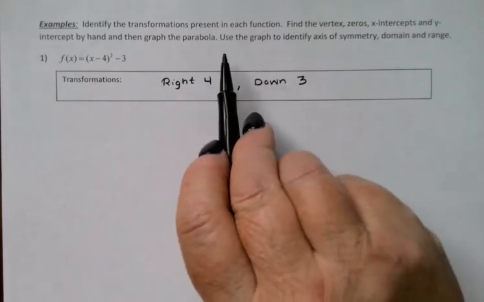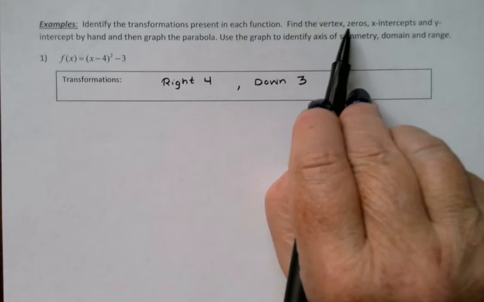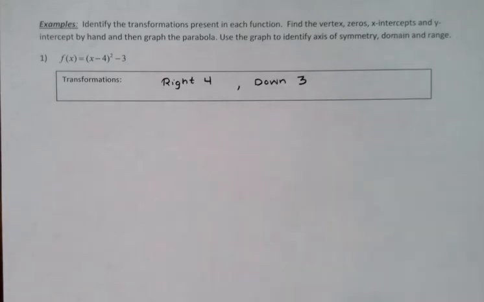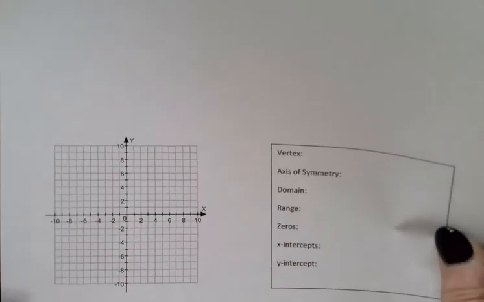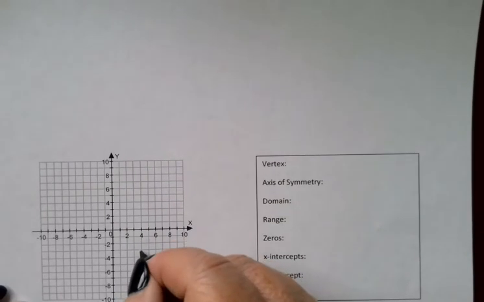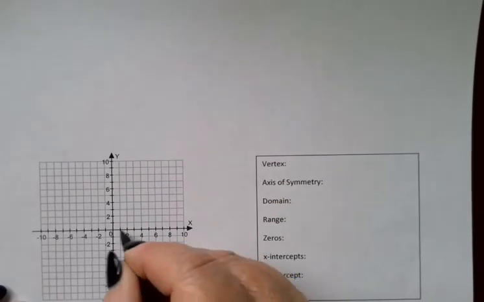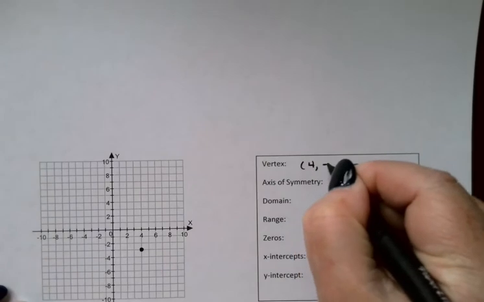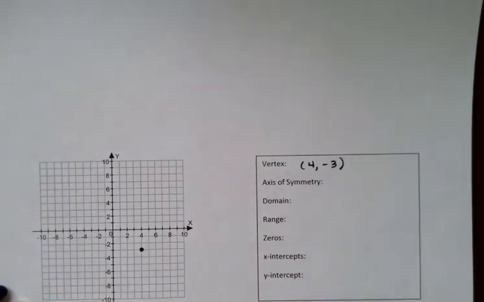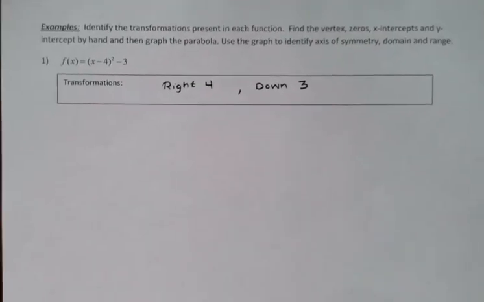We're also being asked to find the vertex, zeros, x and y intercepts. So let's start working on that. I'm just going to pop down to my graph for a moment and say if I've gone to the right 4 and down 3, my new vertex is right there. So the new vertex is certainly going to be (4, -3). We'll fill that in right away. All right, let's go ahead and start working on the intercepts before we do anything else.